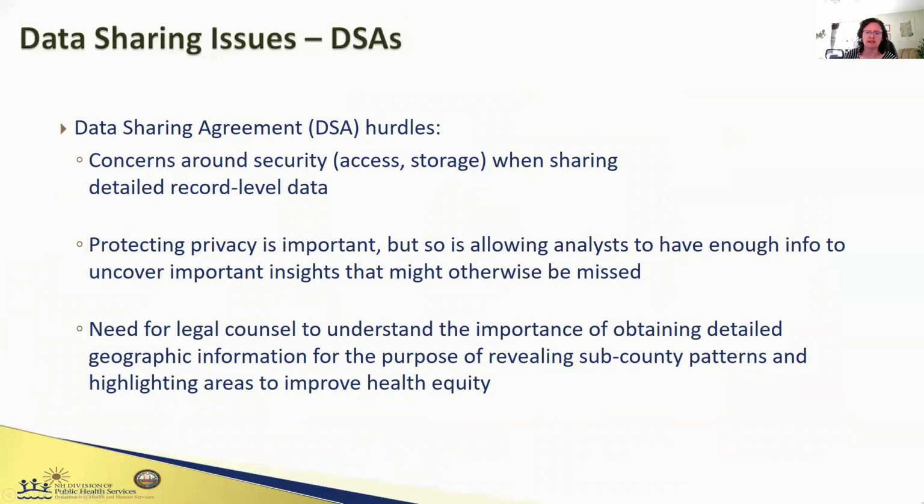And finally, just getting a data sharing agreement signed itself can be a huge challenge. There are concerns about how the data will be handled, who will have access to the data, and how the data will be stored. Also, concerns about privacy and sharing identifiable information. And while these are critically important issues, it's also important that analysts have the information they need for their analyses and are able to accurately aggregate and summarize the data. So we see a need for legal counsel to understand the importance of obtaining detailed geographic information, as well as sharing it, for the purpose of revealing sub-county patterns and highlighting areas to improve on health equity.